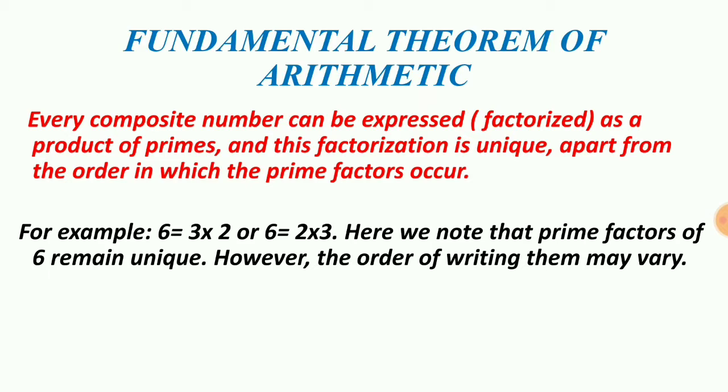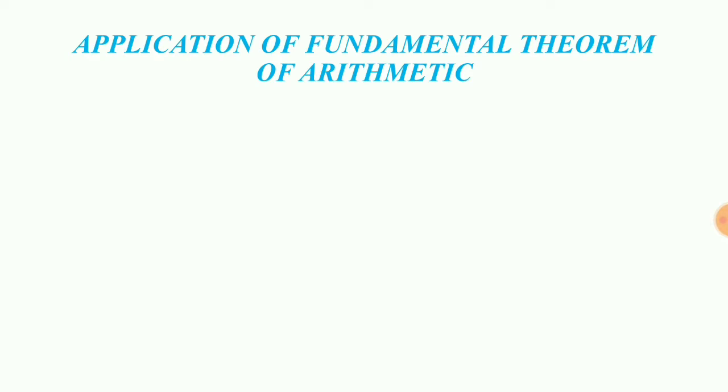Now just see, for an example, if I take 6, 6 is equal to 3 into 2, or I can write it as 2 into 3. There is no other way of writing or factorizing 6. 6 can only be factored as 2 into 3 or 3 into 2. I cannot find a new factor other than 2 or 3. Here we note that the prime factors of 6 remain unique. However, the order of writing them may vary. There are a few applications of the fundamental theorem of arithmetic.